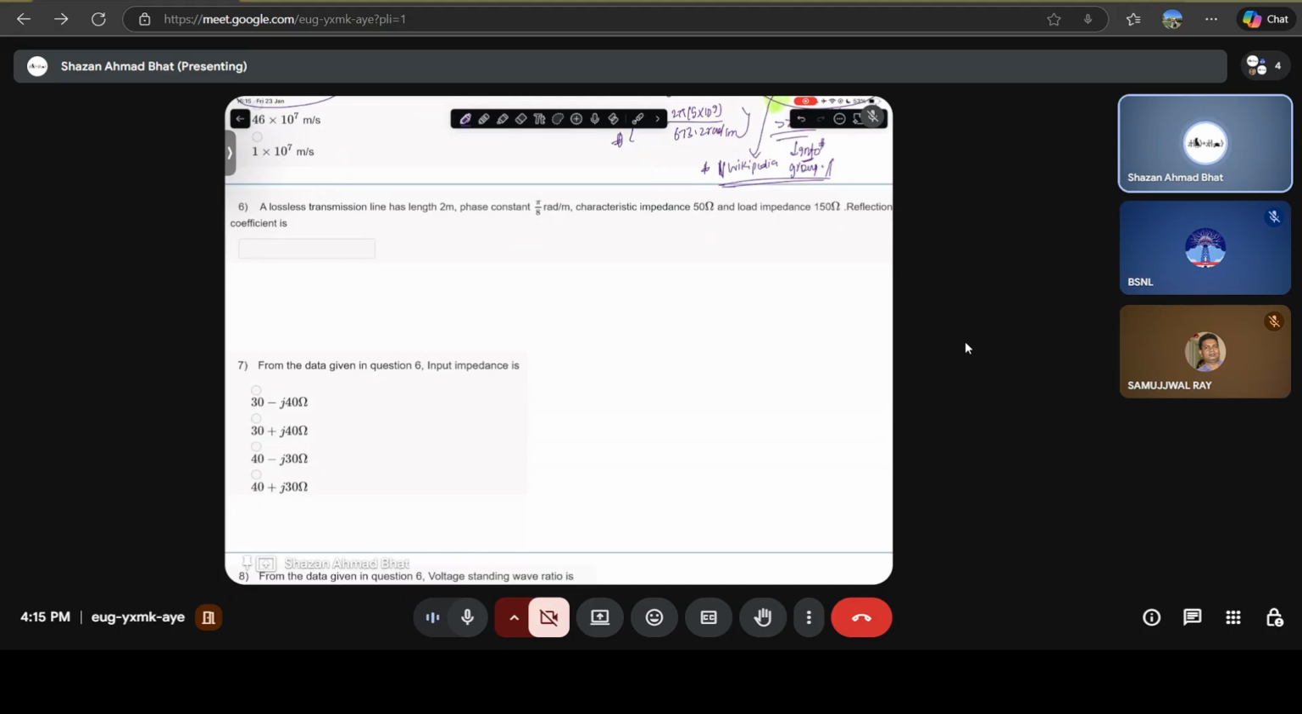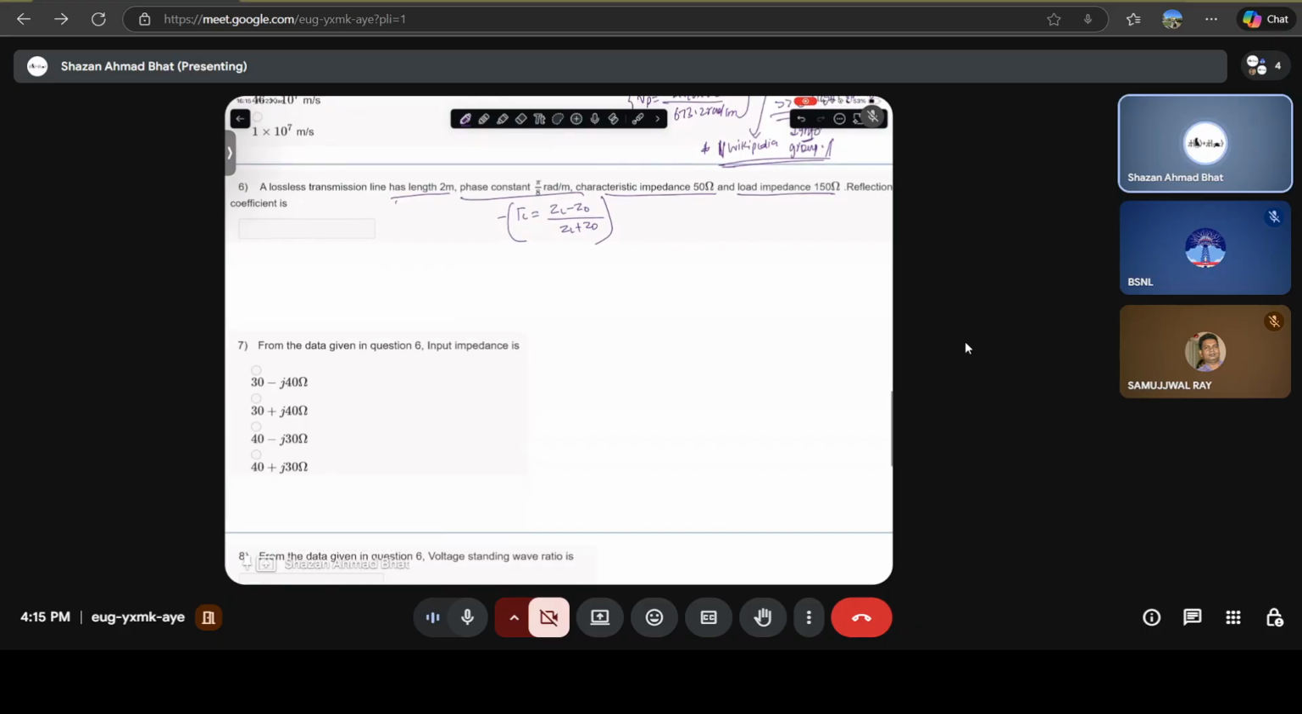A lossless transmission line has length 2 meters, phase constant of pi by 8 radians per meter, characteristic impedance, and load impedance given. We need to find the reflection coefficient. We know that it is ZL minus Z0 divided by ZL plus Z0. The characteristic impedance is given, the load impedance is given. So this is characteristic impedance Z0, this is load impedance ZL.